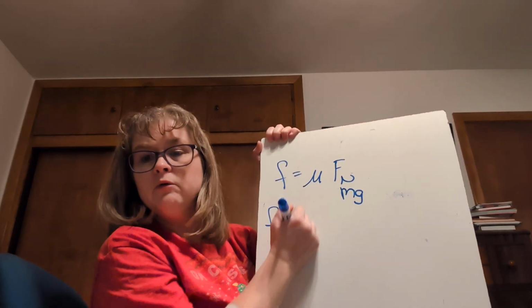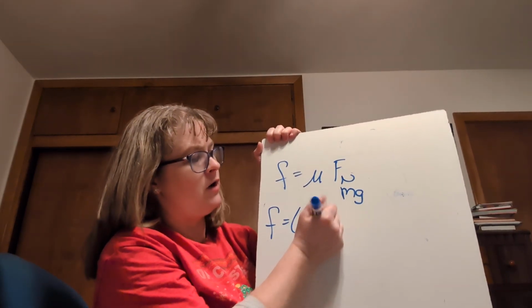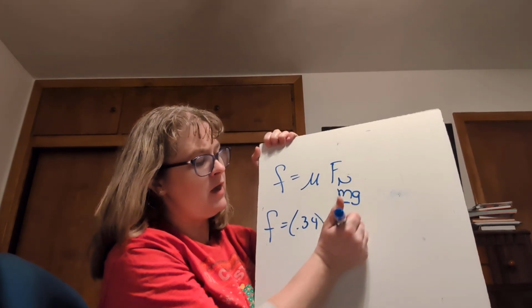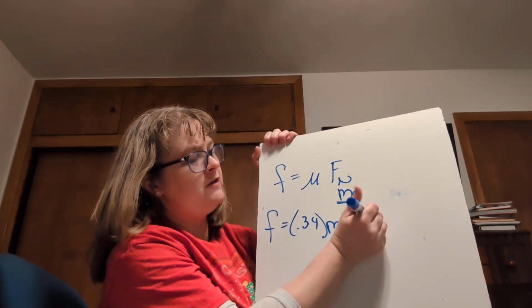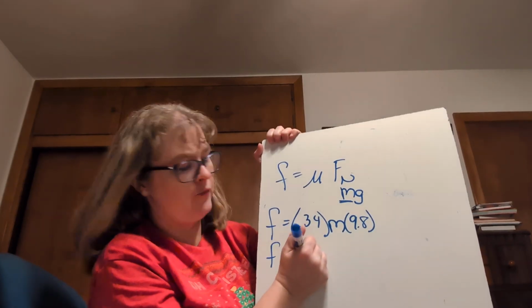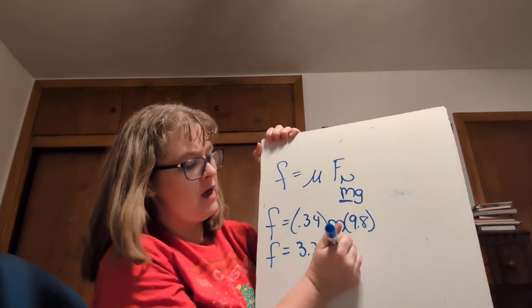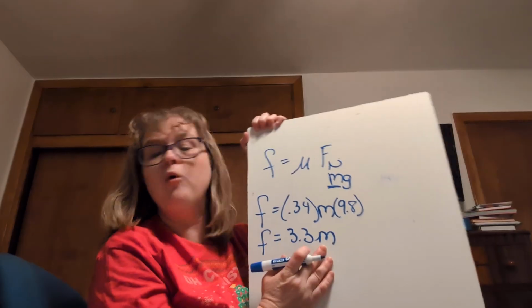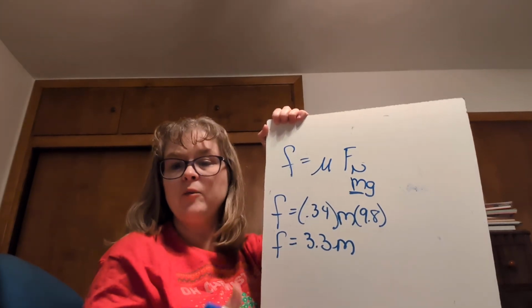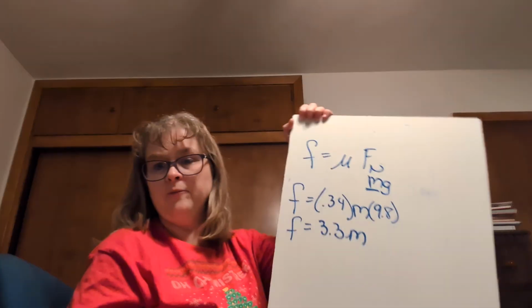We know mu is 0.34, but we don't know the mass. So we're just going to leave it m, and we know acceleration due to gravity. So the friction, right here we have 3.3 m. m is the mass, but we don't know it. So we have two variables. When you have two variables, you can still plug things in.